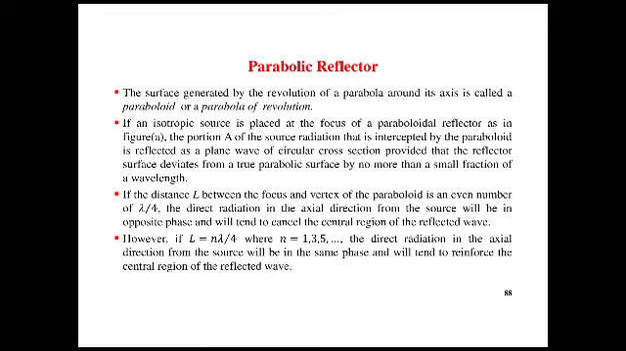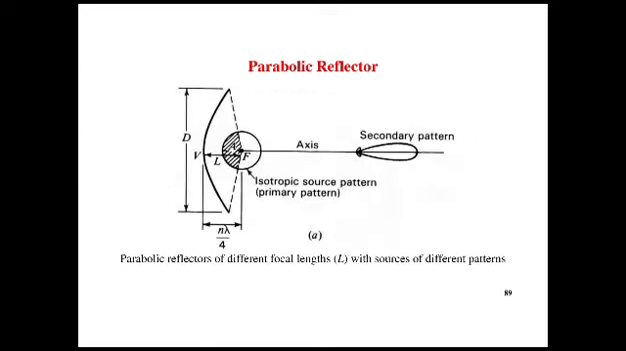If the distance L between the focus and vertex of the paraboloid is an even number of lambda by 4, the direct radiation in the axial direction from the source will be in opposite phase and will tend to cancel the central region of the reflected wave. However, when L is equal to n lambda by 4, where n equals 1, 3, 5, the direct radiation in the axial direction from the source will be in phase and will tend to reinforce the central region of the reflected wave. The parabolic reflector at a different focal length will be the source of a different pattern.